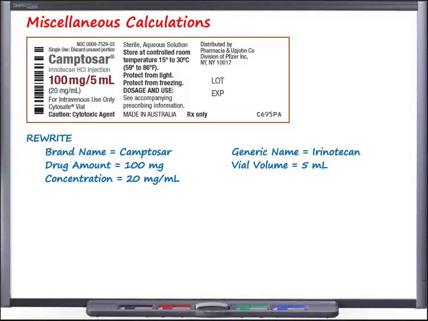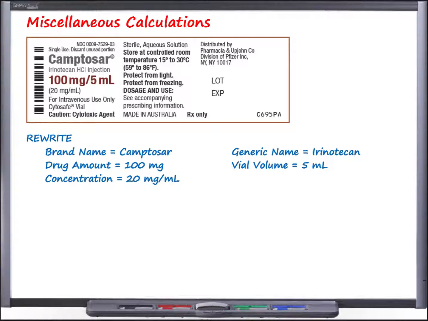That has a lot of safety implications because you have to be very careful in how you prepare that dose and administer that dose to avoid some serious side effects related to it being a chemo drug. Okay, it also provides us some information about storage, that we want to protect it from light and freezing, and some other information, but those are really the highlights.